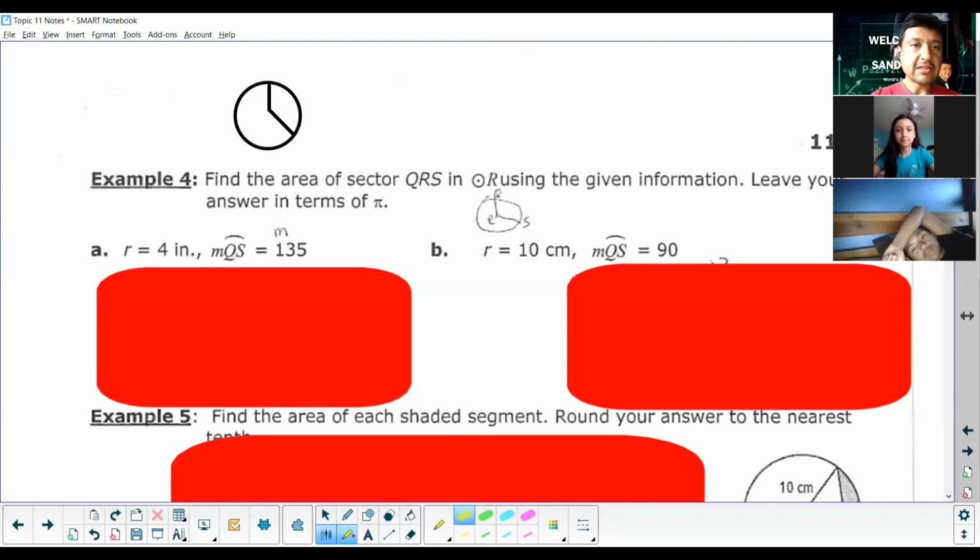When I mean 135, it's the little shaded part. Let me hit undo to make this a little bit better. This little shaded part, that's roughly 135 degrees. Like if I go from here to here, that's 135 degrees. Now in this case though, they don't give us a picture. They just give you the information. So what would you do in this case, Celeste, to solve for A?